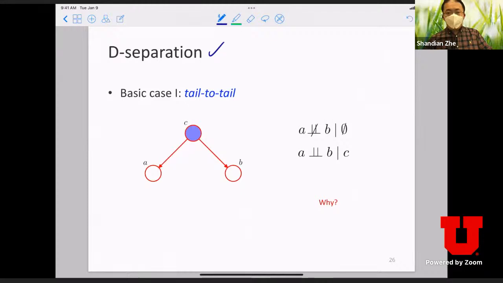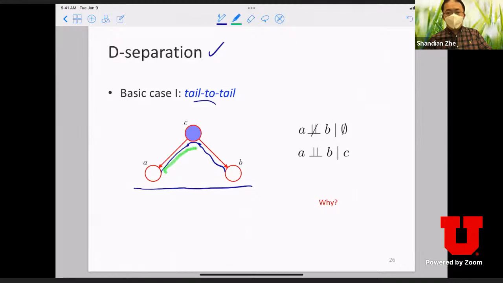So the first basic case has the structure of this. By the way, those structures all include three random variables, or a bit more for the third case. The first basic structure is called the tail-to-tail structure. Why is it called tail-to-tail? If we want to connect A to B through an intermediate random variable C, your path will first go through a tail of this edge from C to A. And when you pass C again, you see another tail. That's why it's called tail-to-tail.